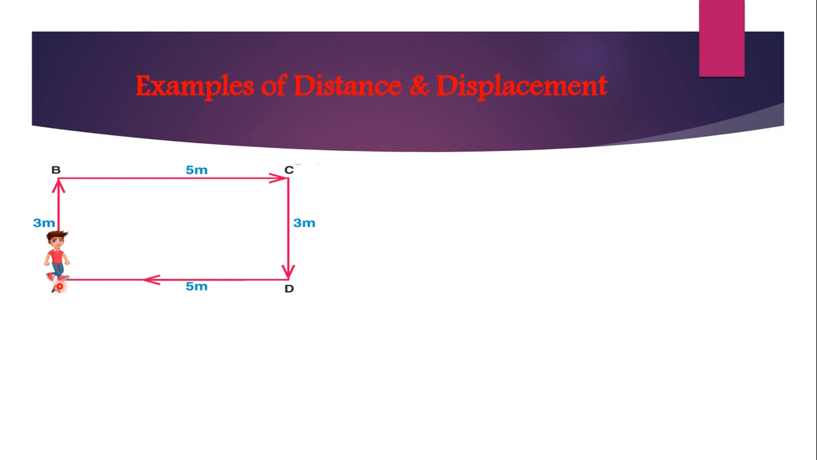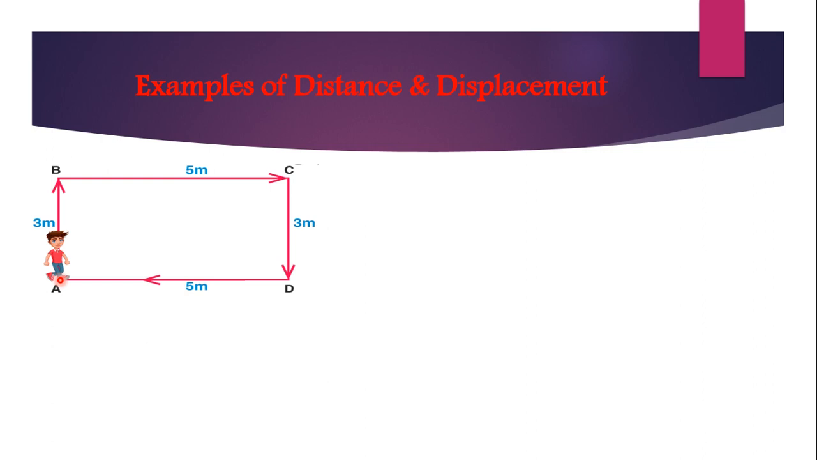But what is displacement? In this case the displacement will be 0, because this boy started from position A and then came back to position A. The change in position from initial position to final position is 0. That is why the displacement is 0, right?